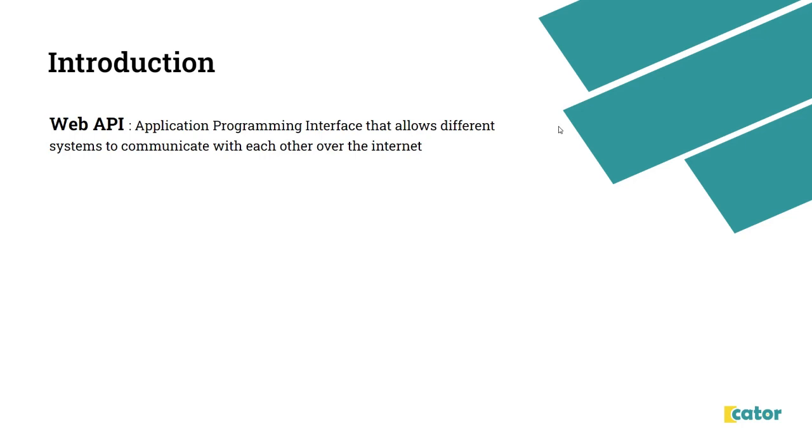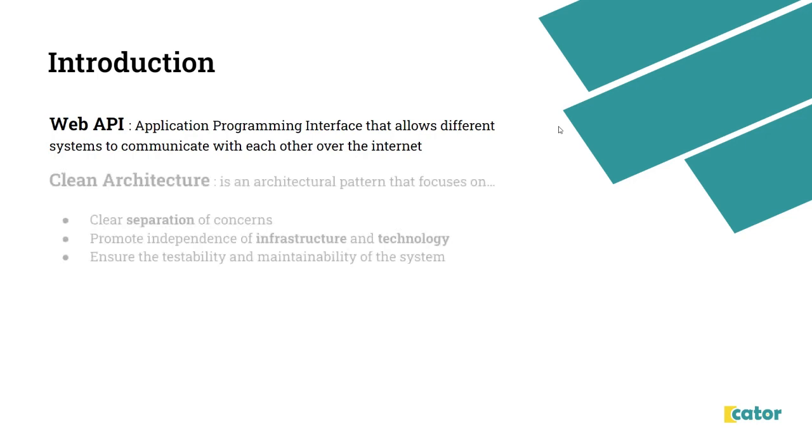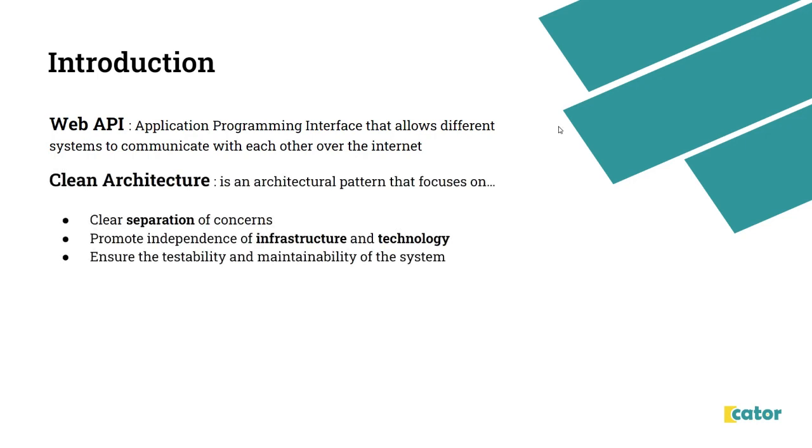Another fundamental concept of this course will be clean architecture. It is an architectural pattern that focuses on three main things. Clear separation of concerns. This refers to a principle of dividing the components of software systems into distinct or independent parts, where each part is responsible for a specific set of tasks or functionality.